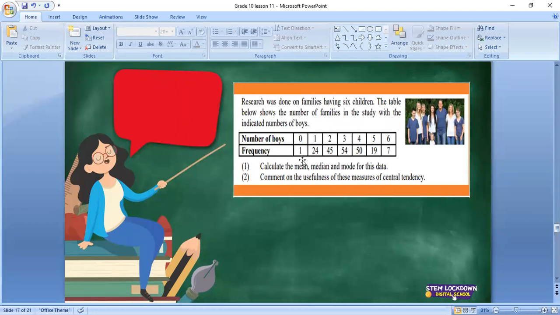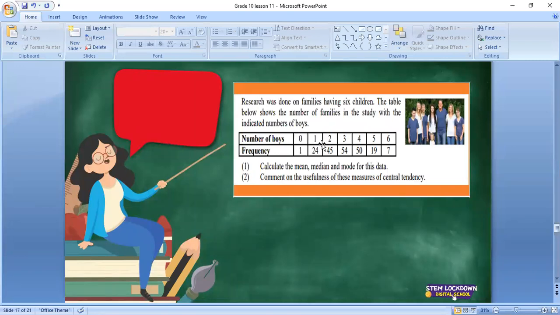Again, to find the mean from a table like this, we multiply these two values together. That means 1 exists 0 times. Those who don't have boys at all, they are one of them. Only one person doesn't have boys at all. 24 people have only one boy.